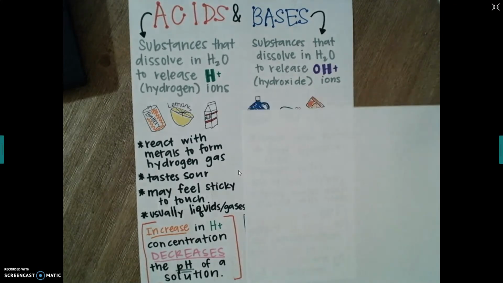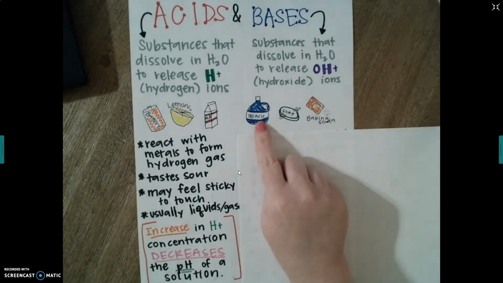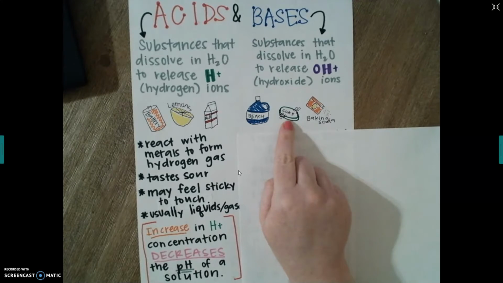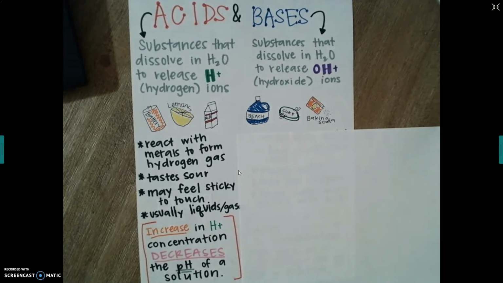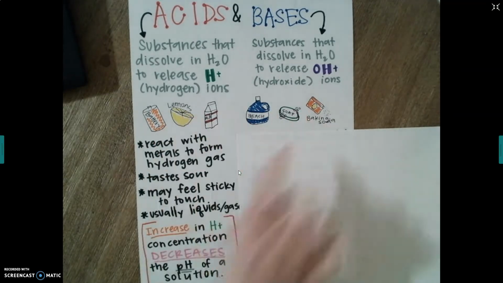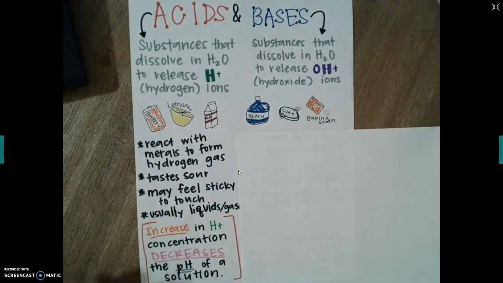Some examples of bases are going to be bleach, soap, and baking soda. There are other examples of acids and bases outside of these 6, but they wouldn't fit on my paper. So we will continue to delve into different acids and bases beyond these.